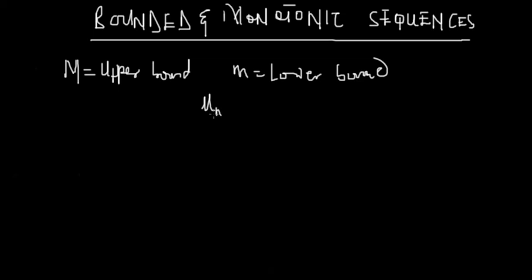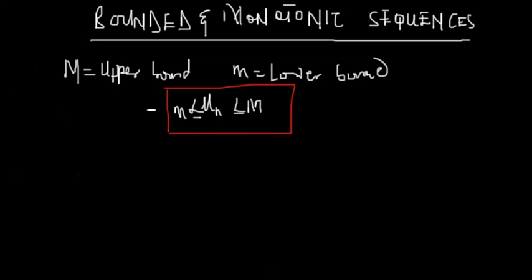So we know that this is a sequence. The sequence has to be greater than or equal to the lower bound, and it has to be less than or equal to the upper bound. Keep this in mind, it's very important. Let me rewrite that: we have our sequence greater than or equal to the lower bound, and less than or equal to the upper bound.